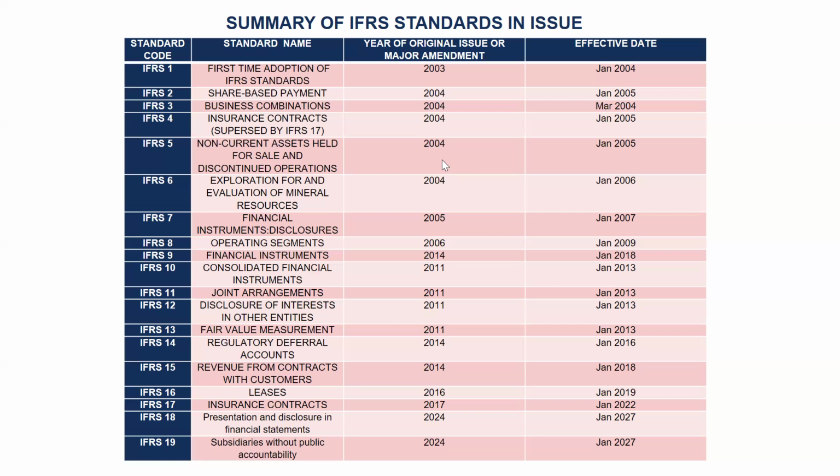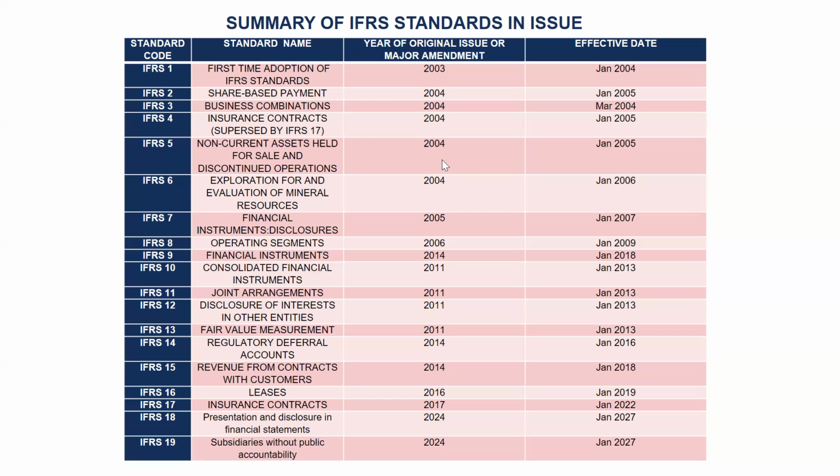IFRS 9, as we said earlier, deals with financial instruments, the accounting for financial instruments, and it replaced IAS 39, which also dealt with financial instruments. But now there's a lot of improvement in IFRS 9 because it has changed the classification of financial instruments. We previously had 4 classification categories under IAS 39: held to maturity, HTM; fair value through profit or loss, FVTPL; available for sale, AFS; and finally, loans and receivables.